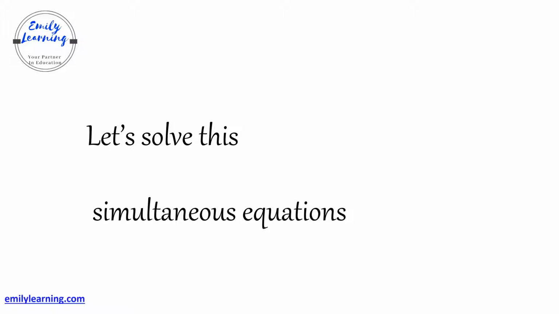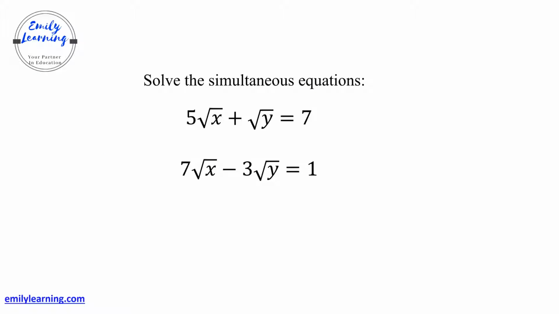So in this video, we are going to solve a simultaneous equations, which is almost linear. This is the simultaneous equation that we are going to go through in this video. 5 root x plus root y equals 7. 7 root x minus 3 root y equals 1. And this is almost a linear simultaneous equation.